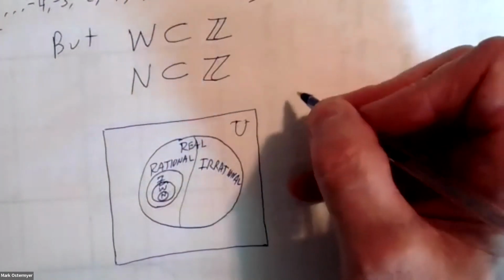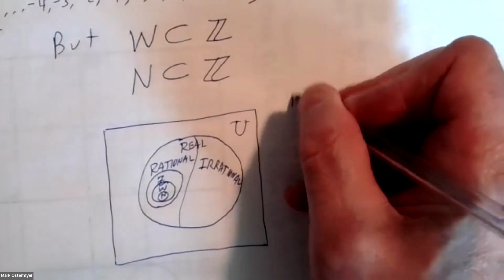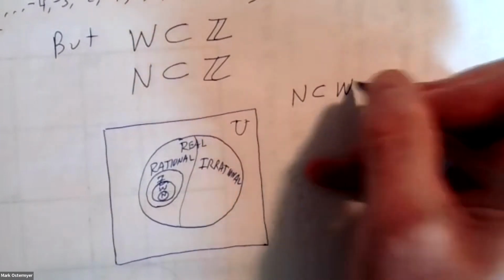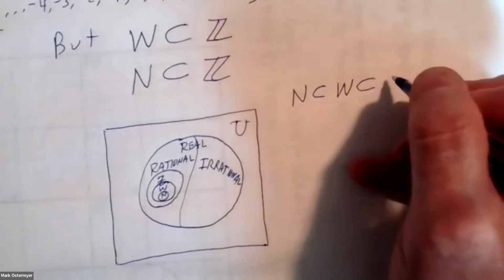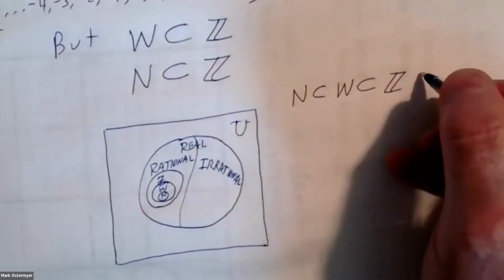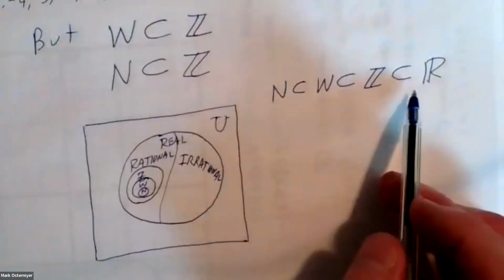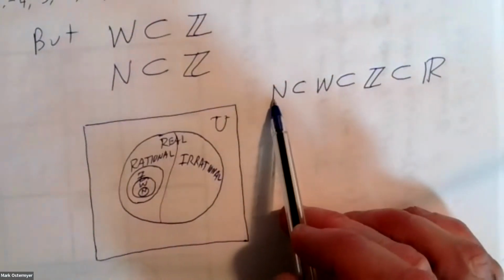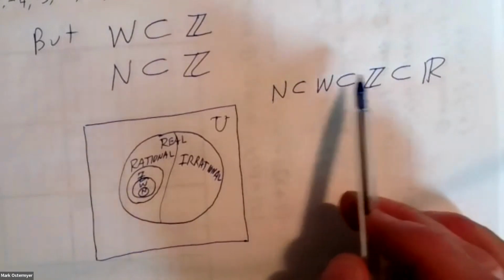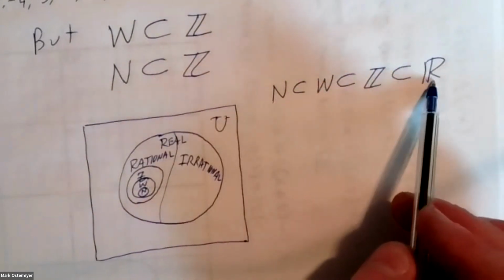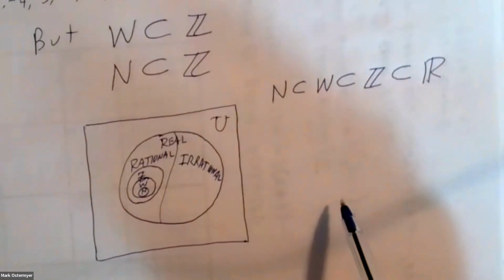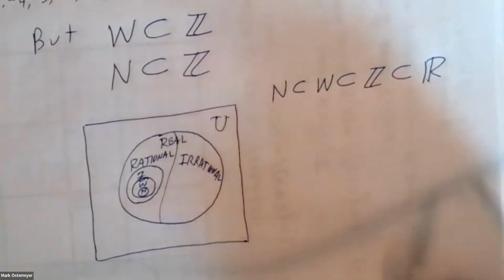So, ladies and gentlemen, we would say that it's true that the set of natural numbers is a subset of whole numbers, which is a subset of the integers, which is a subset of all the real numbers. This is a true statement. Every natural number is also a whole number, which is also an integer, which is also a real number. Okay? That's a true statement there.